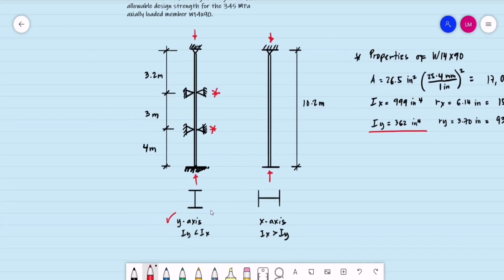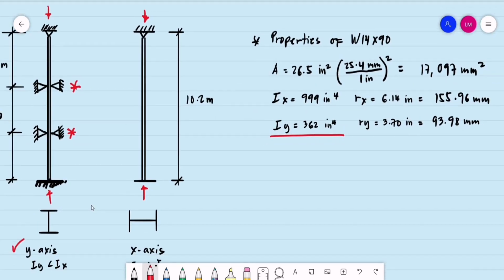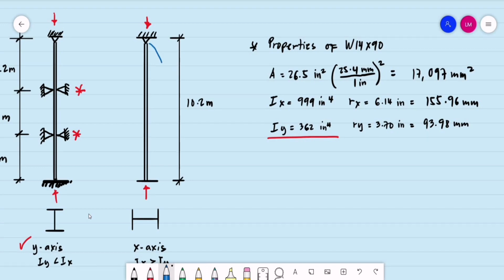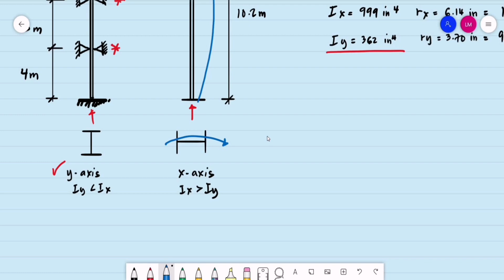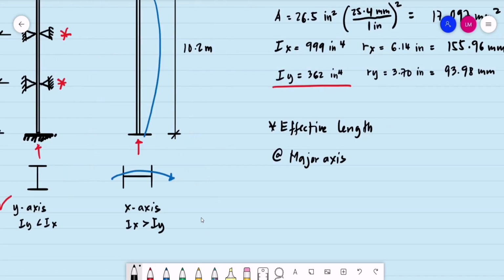Okay, so let's have the effective length per axis. For the major axis, the unsupported length is at 10.2. Let's say that the assumed direction of buckling is in this manner. This is our orientation, so again, this is the stronger axis. So let's have the effective length, first at the major axis. For our major axis, the unsupported length is 10 meters.